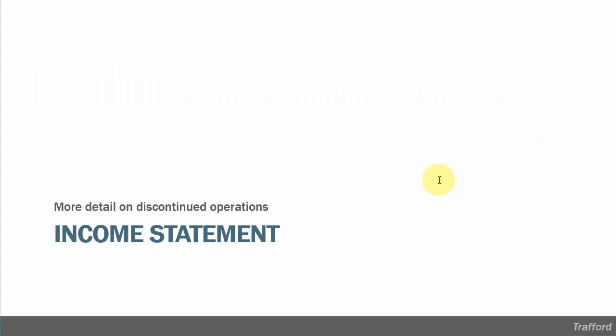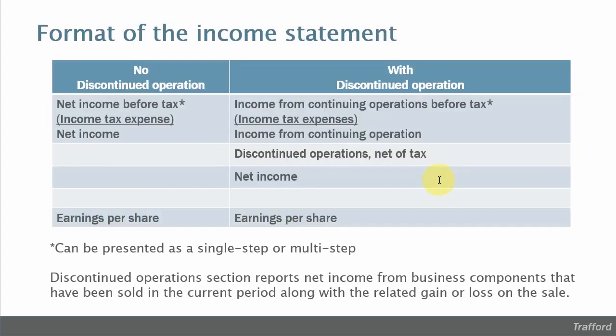All right, the remainder of this video will just give you a little bit more detail on how we account for discontinued operations. You saw this slide earlier. It's just summarizing for you the difference between an income statement that did not have a discontinued operation and one that did have a discontinued operation.